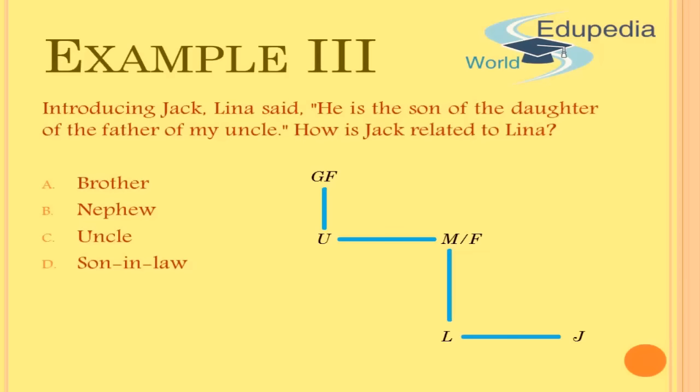Now let's take a look at this question on our screen right now. Introducing Jack, Lena said, he is the son of the daughter of the father of my uncle. How is Jack related to Lena? Now sometimes these sentences are made overly complicated, but once we start plotting it as a diagram, as a family tree, it is not that complicated after all.